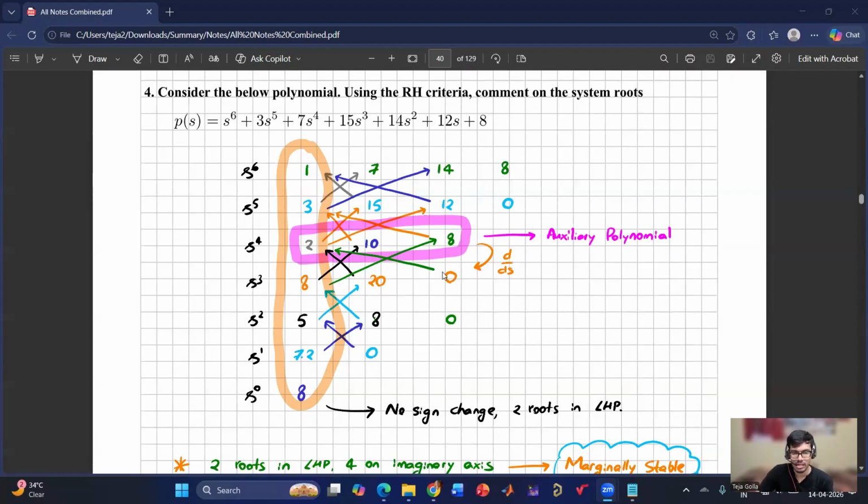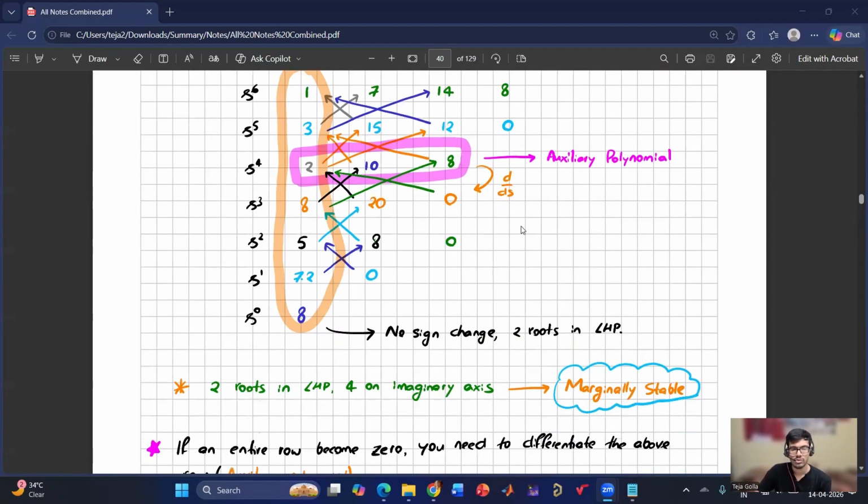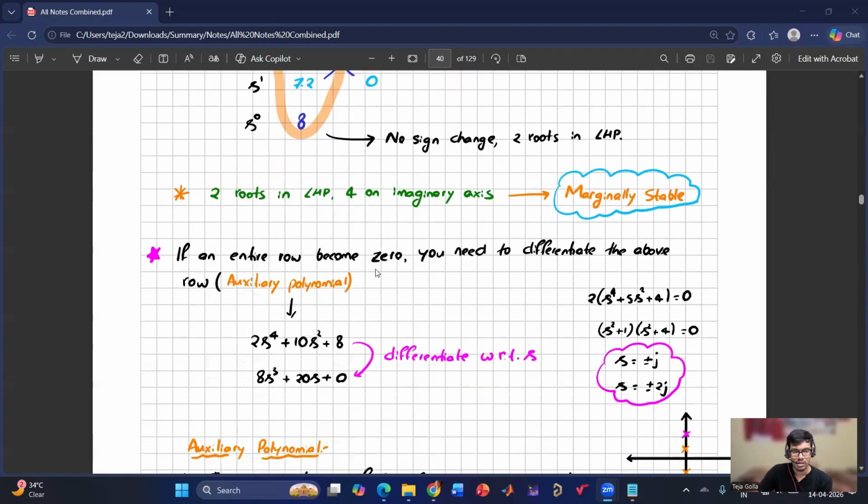In such a case, the line above that is called the auxiliary polynomial, and that itself is a factor of the given polynomial. So now we have to differentiate this auxiliary polynomial to get the elements in this line where initially we got all zeros, and then we'll follow the same procedure and proceed further. So the auxiliary polynomial itself is a factor of the given polynomial, so from this we can get the roots.